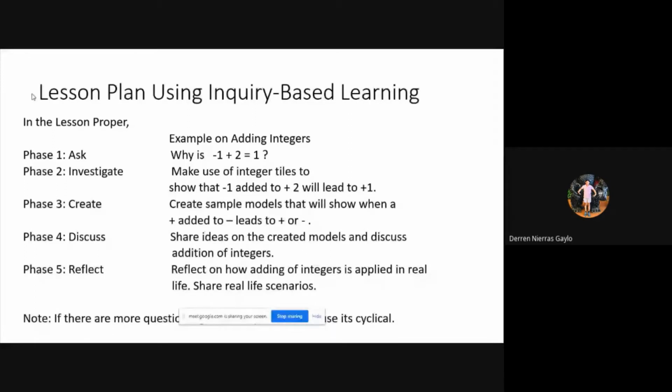So if you say positive, you still have it in hand. If it's negative, you owe somebody that. Note, if there are more questions from the students after the reflection part, then you can just go to phase 1 again, because our model for inquiry-based learning is a cyclical one.